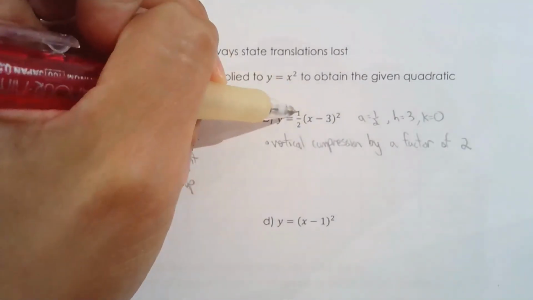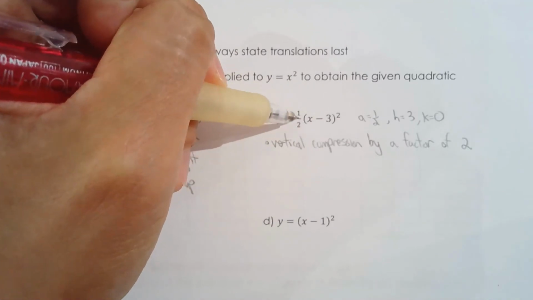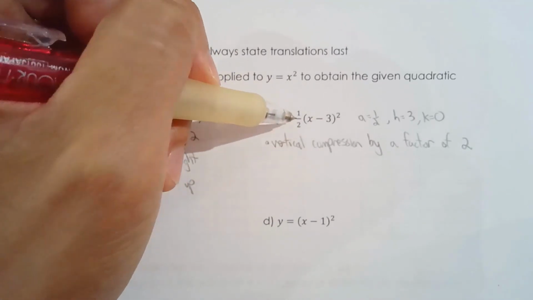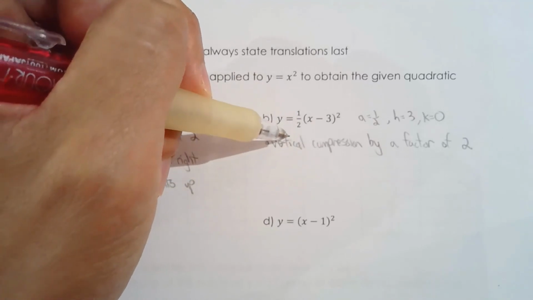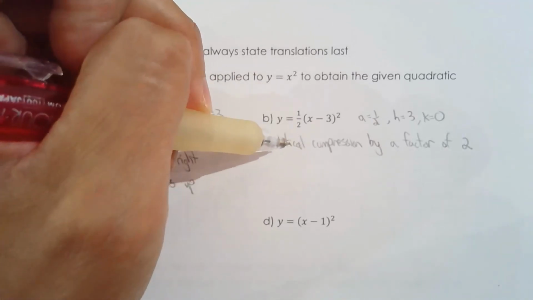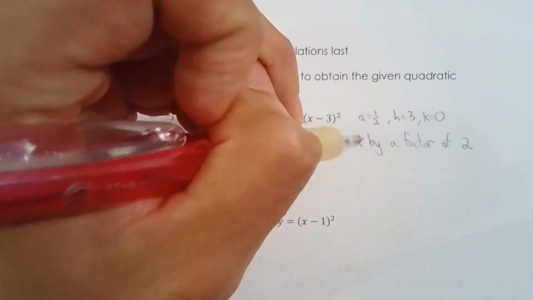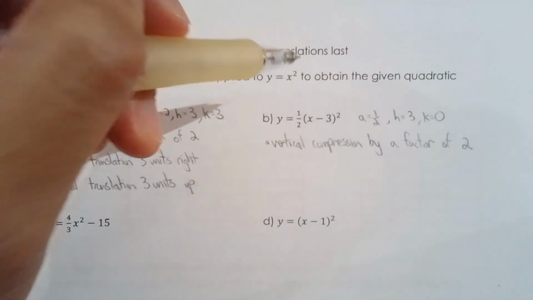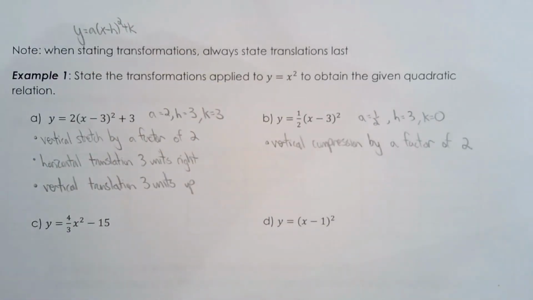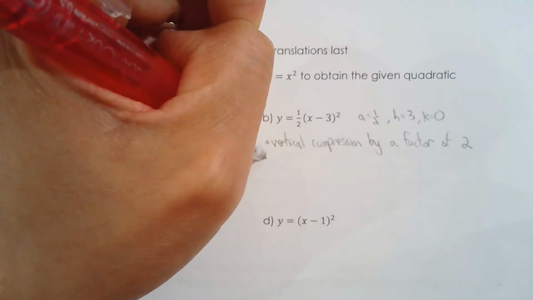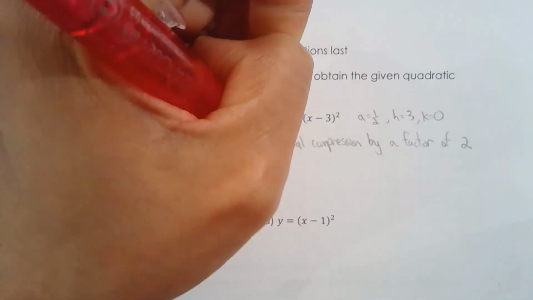Because your vertical distances from the points to the x-axis are half of that of before. So if it's half of that of before, then you say vertical compression by a factor of 2. You took the previous vertical distances and divided them by 2, so it makes sense when you write the words compression by a factor of 2. Horizontal translation, h is positive, so horizontal translation 3 units right.